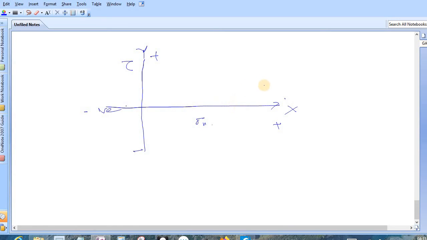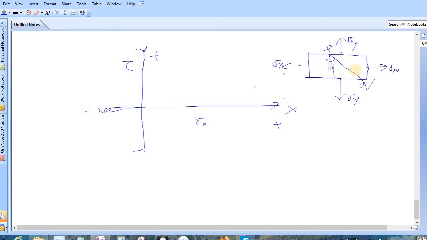First, this was our stress condition. Okay, this was our material or body. Sigma x was acting like this and sigma y was acting like this. Okay, so we have to calculate stresses on a plane which is making phi angle, and the name of this plane is, let's say, PQ.